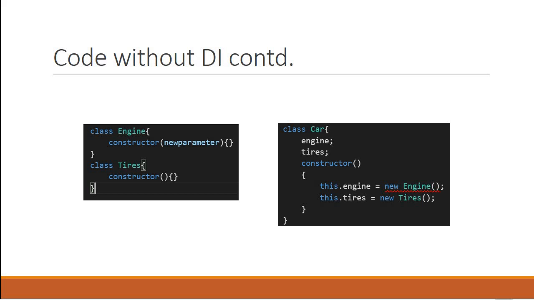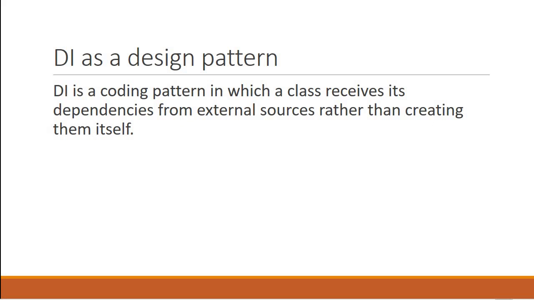And this is where the second part of our video, that is dependency injection as a design pattern, is going to help us. Let's take a look at that. Now basically, dependency injection is a coding pattern in which a class receives its dependencies from external sources rather than creating them itself. So let's take a look at code that makes use of DI and understand this definition.